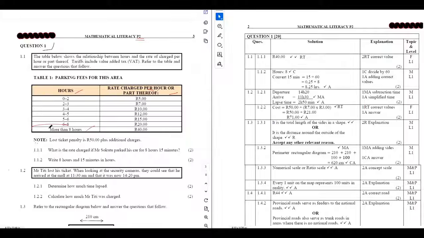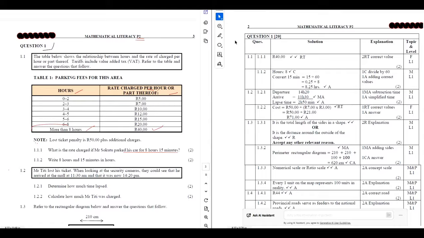Right? So now we'll start with question 1.1. We can see here that we are asked what is the rate charged if Mr. Sokoto parked his car for 8 hours, 15 minutes. So we can see that this is more than 8 hours. So the charge will be 40 rand. And we can see here that it is also 40 rand in the memo.